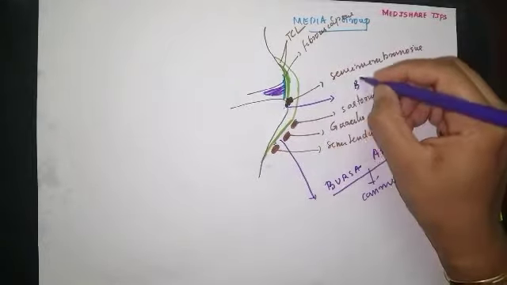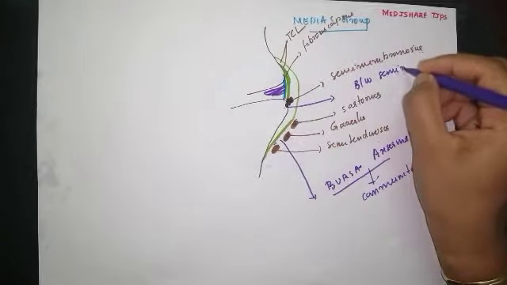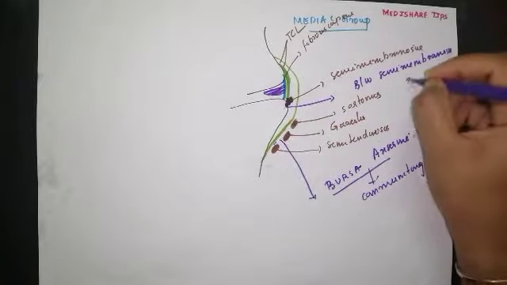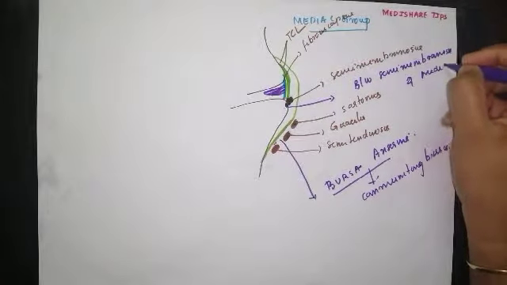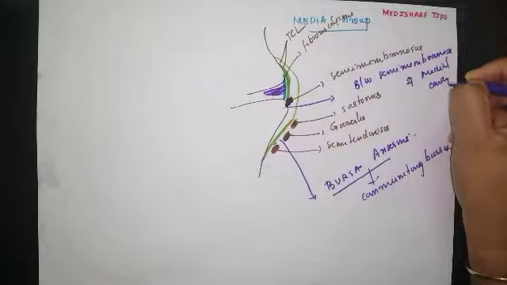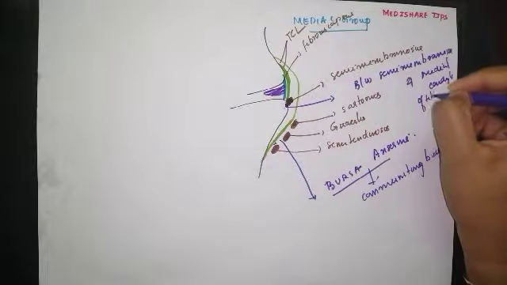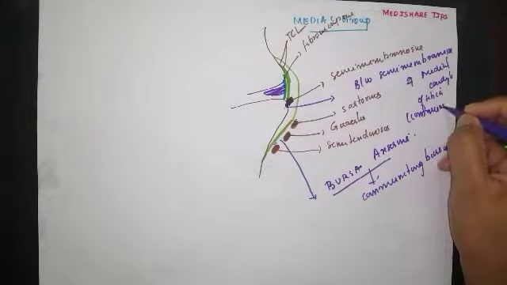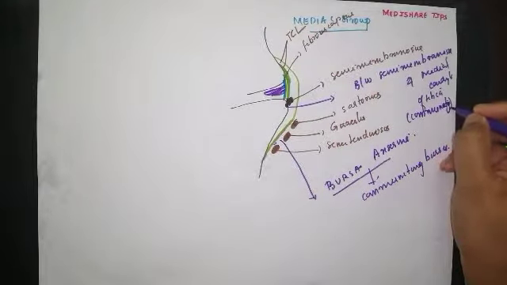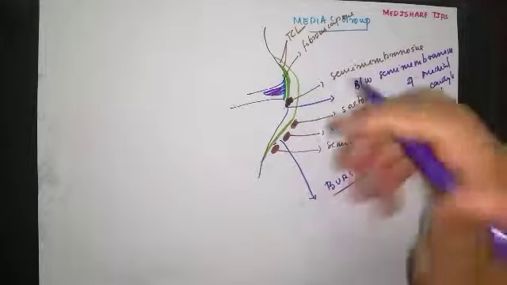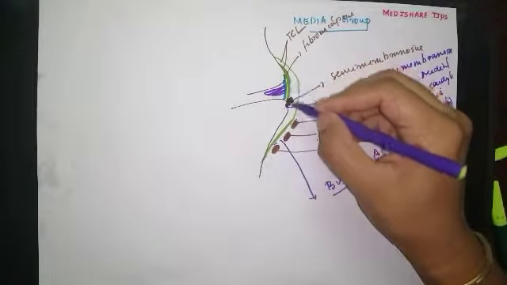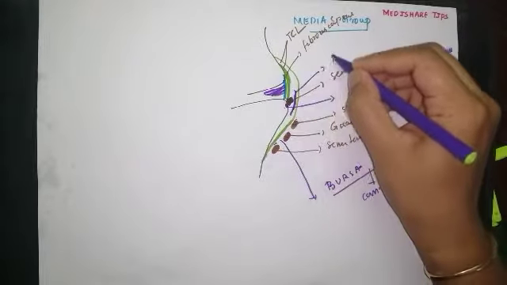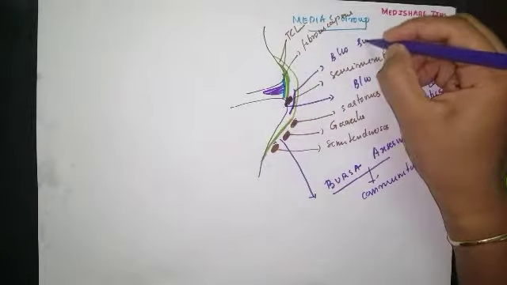between semimembranosus and the medial condyle of the tibia. So that is another bursa, that is also a communicating bursa. And between the superficial and deep part of the tibial collateral ligament, you have another bursa. So that is between the superficial and deep part of the TCL.